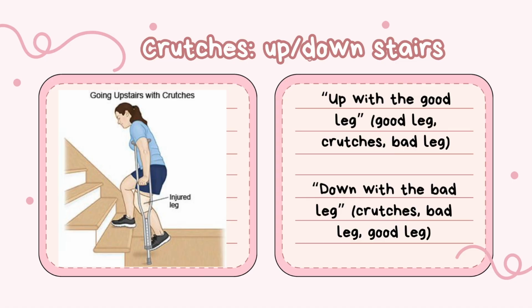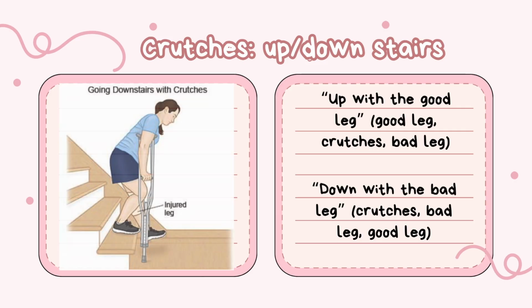When going up and down stairs, remember up with the good leg, down with the bad leg. Going upstairs, the patient moves the good leg first, then moves the crutches, and then the bad leg. Going downstairs, the patient moves the crutches down, then the bad leg, then the good leg.